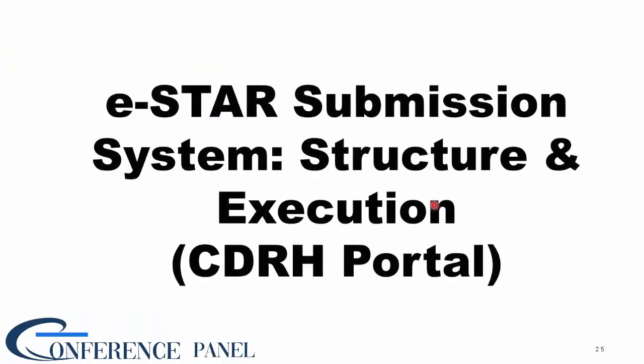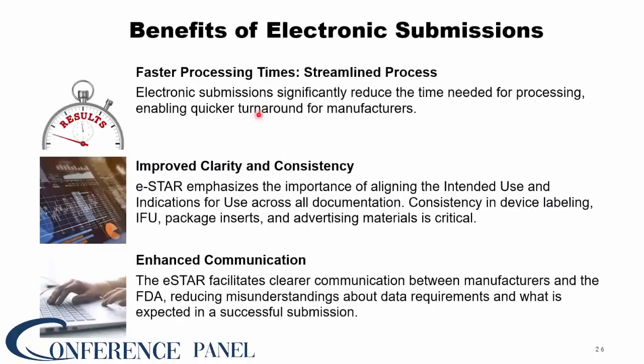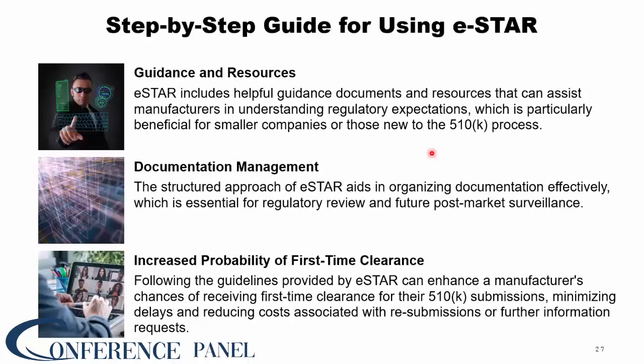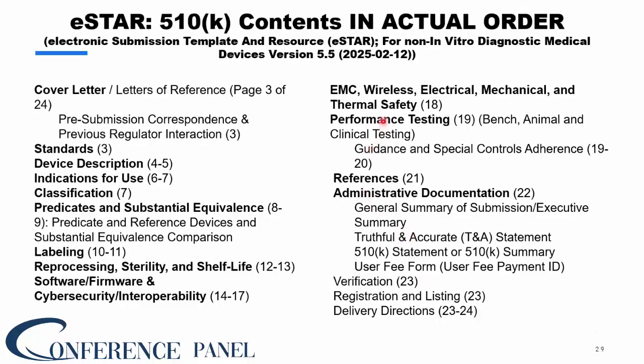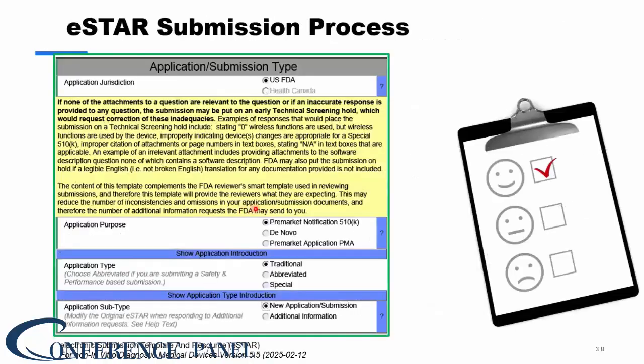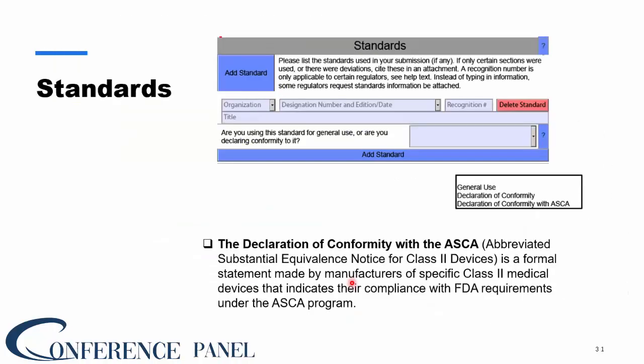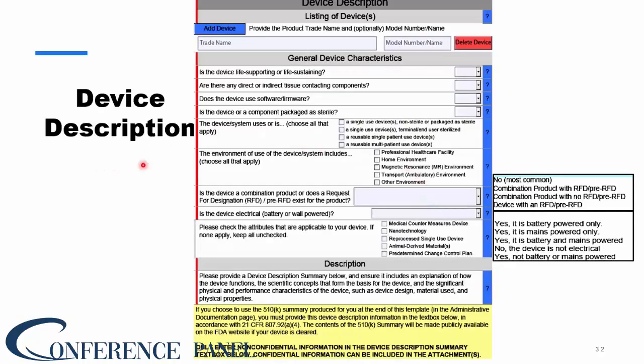So now let's talk about eSTAR submission system structure and execution through the CDRH portal. The use of FDA's eSTAR is for 510K. I will give you a step-by-step guide for using eSTAR. First, I'd like to tell you about eSTAR 510K submission content. These are the 510K contents in actual order. So, the eSTAR submission process, going through some key sections. Now, the device description section.